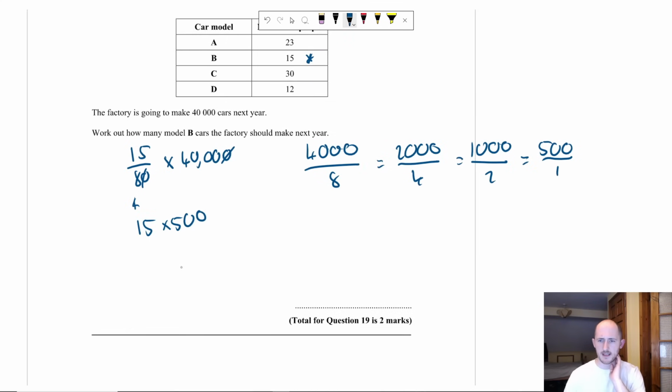So what we can do here is save these zeros for later. What's 15 times 5? Well, 5 times 5 is 25. 5 times 1 is 5, plus 2 is 7. Then add on the 2 zeros. So they should make 7,500 Model B cars.